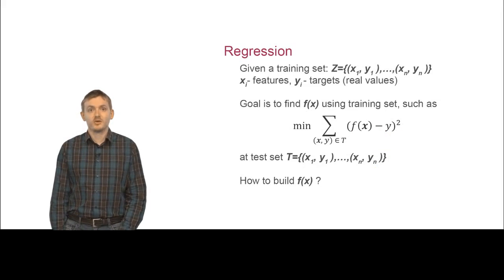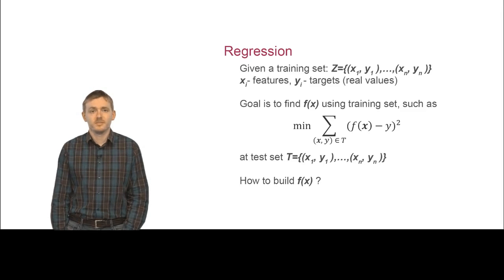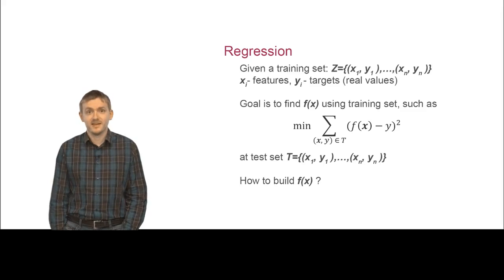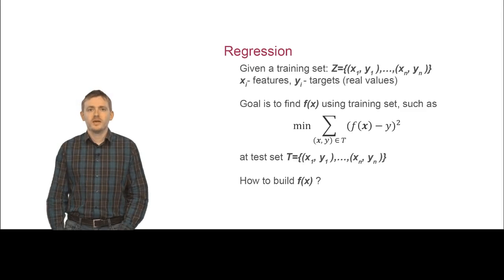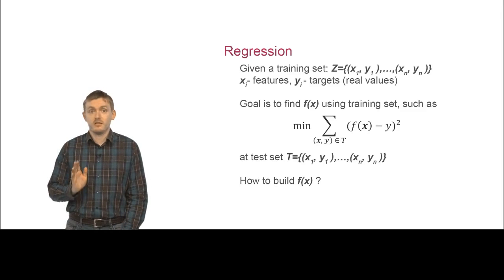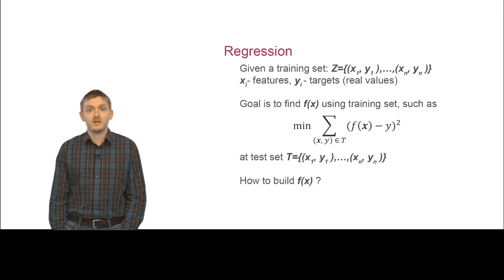Consider for simplicity a regression problem where you have a training set which consists of pairs x_i, y_i, where x_i is a vector of real-valued features and y_i are labels or targets. And our goal here is to find the function f(x) such that the squared loss on the test set will be as low as possible. So you train the model using only the training data, but you expect that the error on the test set will be low.